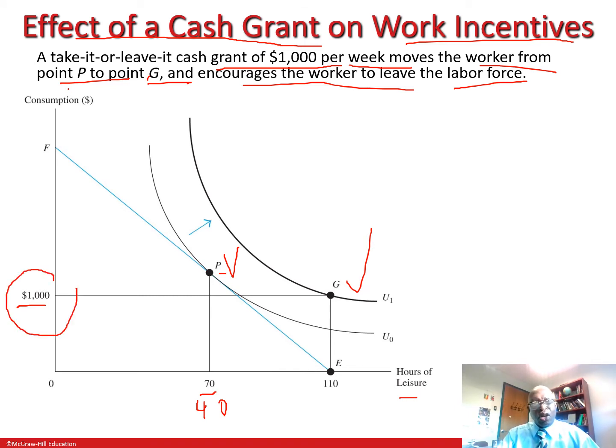After receiving the $1,000 cash grant from the government, the indifference curve will shift from U0 to U1, and the worker will now be consuming at point G, where the worker is spending 110 hours on leisure time and 0 hours working. Therefore, this worker will leave the labor force, because they will not be working and will not be interested in working.